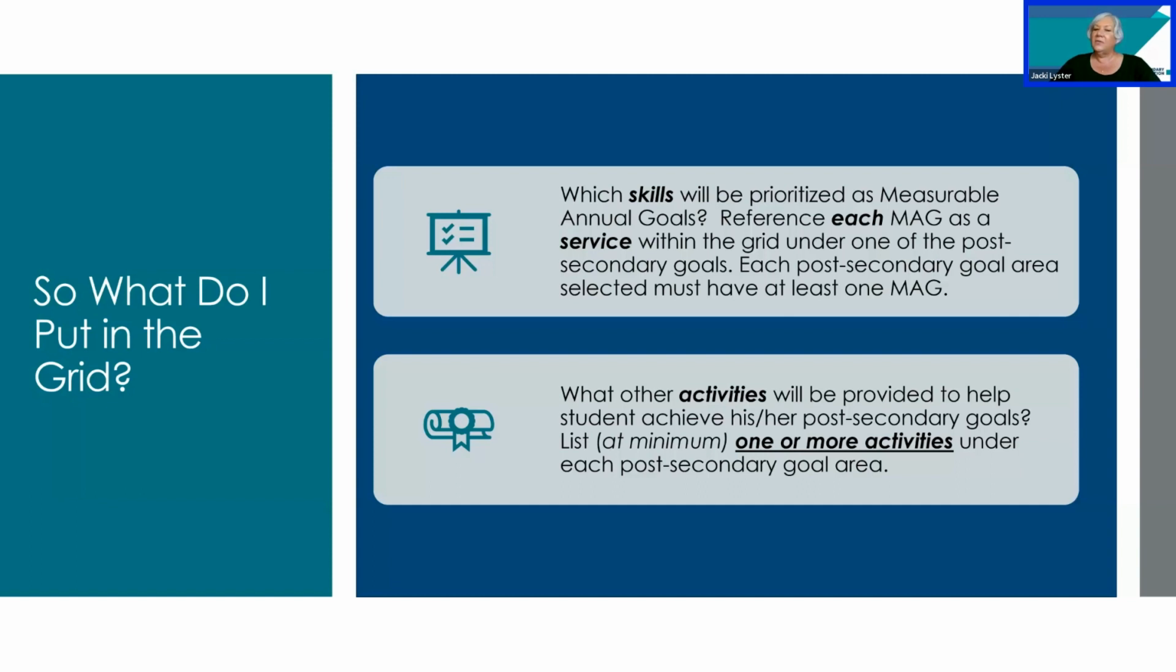And then we think, what other activities would be provided to help the student achieve her post-secondary goals? You should list a minimum of at least one activity under each post-secondary goal area. So one service and one activity under each of the selected post-secondary goal areas.